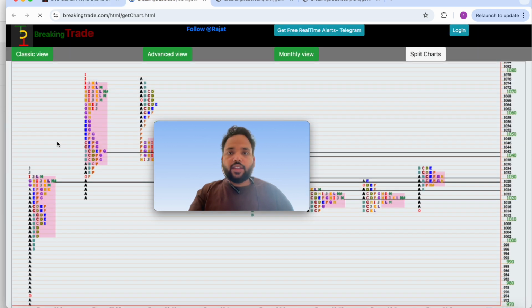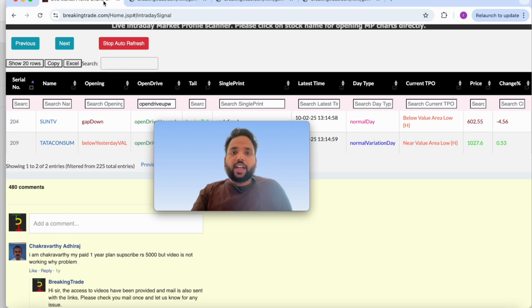See the example of Tata Consumer now. You can see Tata Consumer also making the direction in the upward direction initially in the A and B period, and now it is moving in this value area again. So this is how the open drive upwards and downwards appear in the market profile chart.